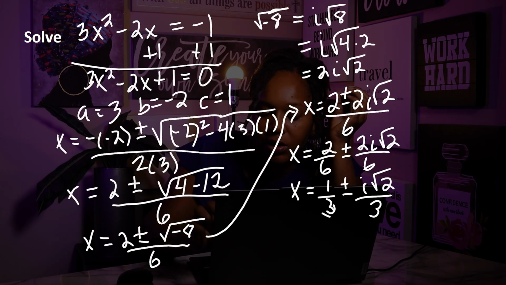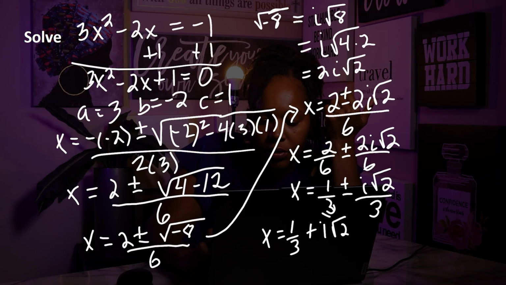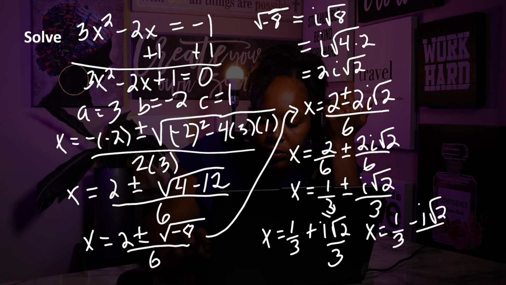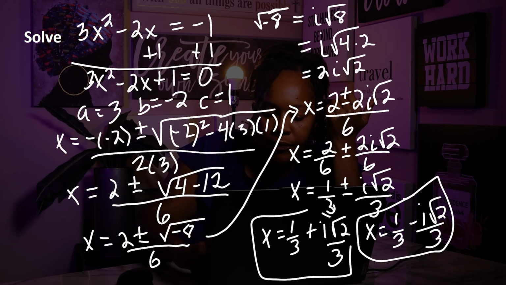All right. And so that's really two separate answers. That's 1/3 plus i square root of 2 over 3. And that is 1/3 minus i square root of 2 over 3. So those are your two answers, okay?